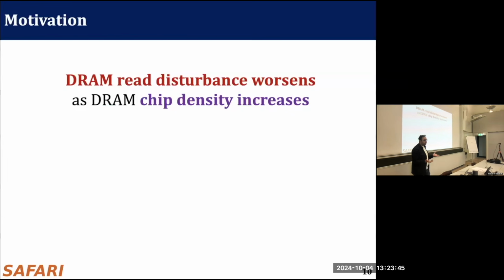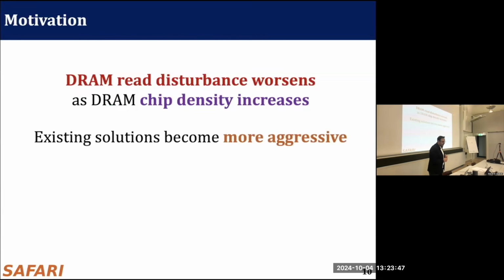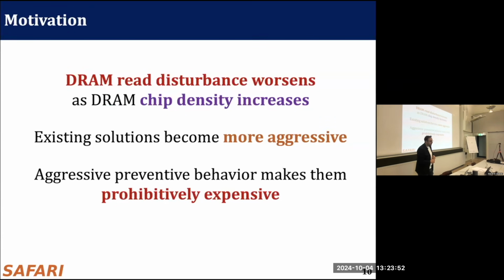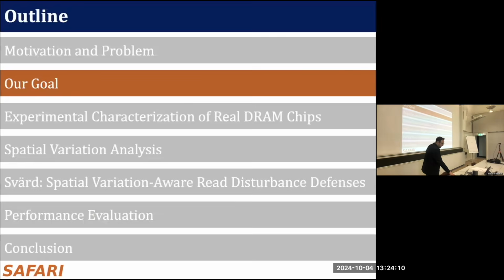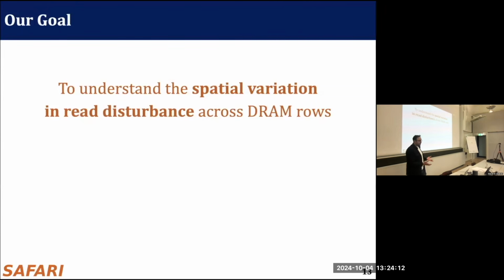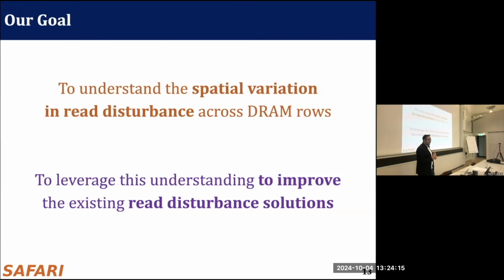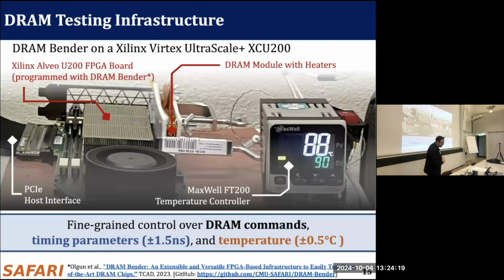DRAM read disturbance worsens as DRAM chip density increases, and existing solutions become quite aggressive. This aggressive prevention makes them prohibitively expensive going forward. The problem is that no prior work rigorously studies the spatial variation across different DRAM rows and the variation's implications on future solutions. Our goal in this work is to understand this variation and also to leverage this understanding to improve existing solutions.